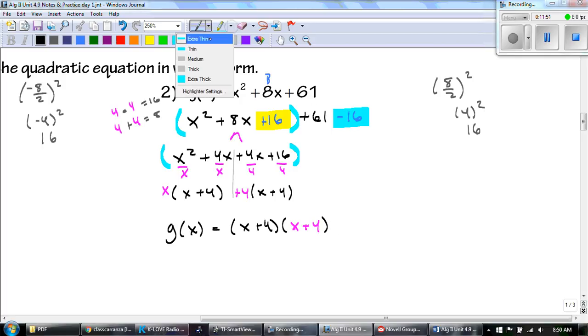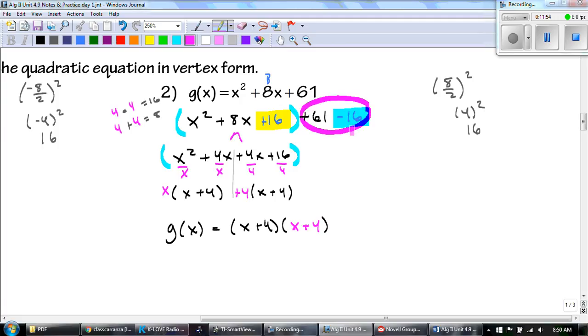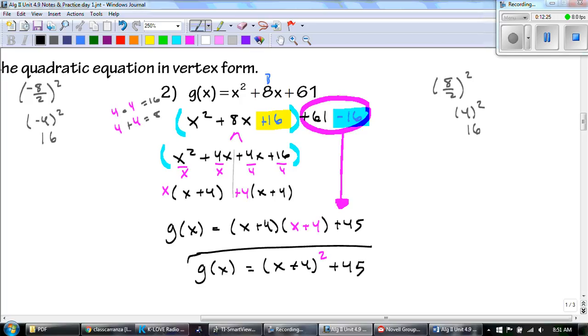And then don't forget, 61 minus 16 is what? Yeah, 45. So then our final answer, g of x equals (x plus 4) squared. Remember, if it's not squared, it's not a quadratic, plus 45. Okay?